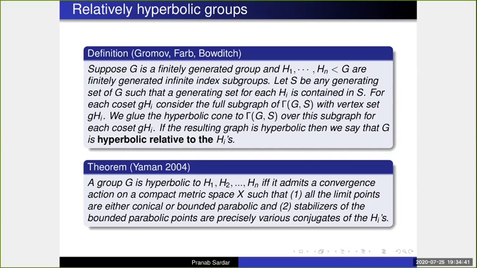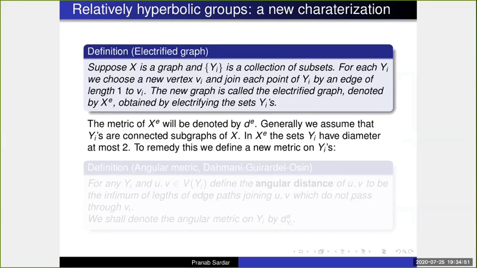So now I'll show you another kind of equivalent definition. For this one, I need the following. Suppose X is a graph and Y is a collection of subsets. Generally we'll assume these Yi's are connected subgraphs. Then for every Yi, I introduce a new vertex Vi that is not inside X. And every vertex of Yi, I join with Vi, and construct a new graph.